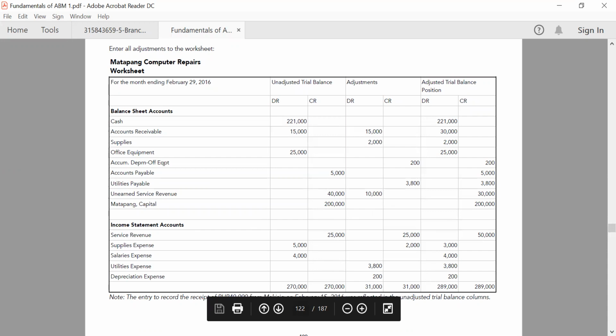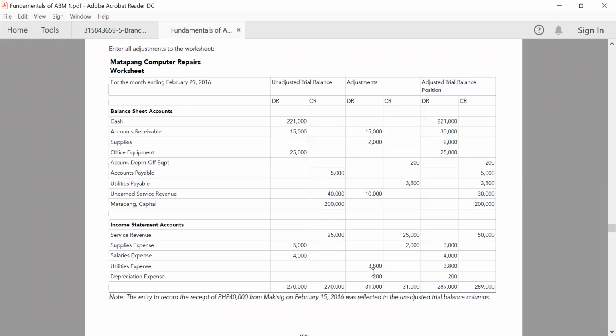Still, the goal is to meet the equality of debit and credit. Look, unadjusted trial balance, 270,000 to 270,000. Adjustments total, 31,000 to 31,000. Total of debit and credit, adjusted trial balance, 289,000 to 289,000. Take note, for a trial balance, we are after the equality between the debit and credit. We are not after the equality between the assets and the sum of the liabilities and owner's equity. We don't do that in the trial balance.